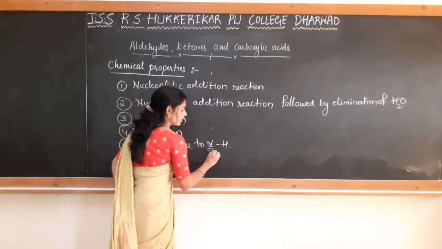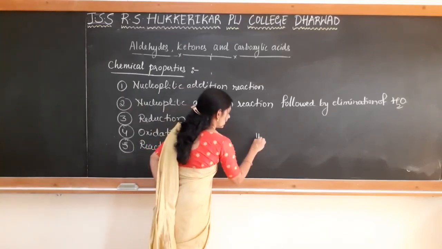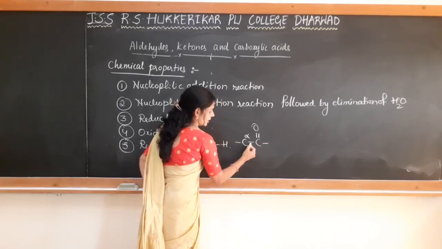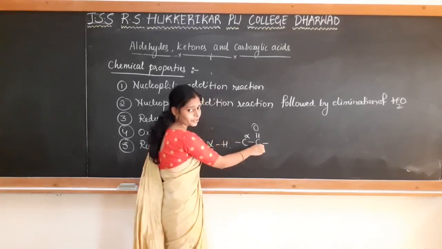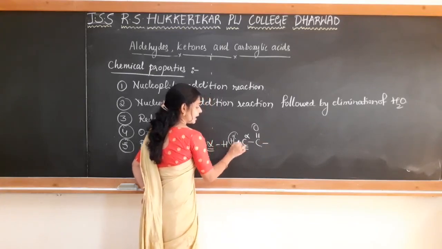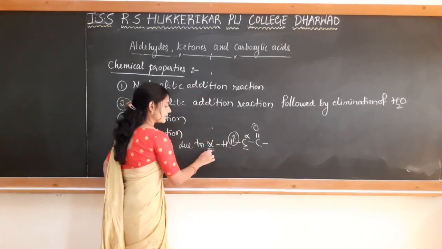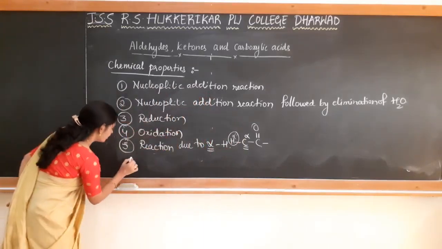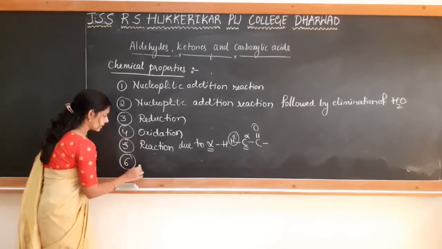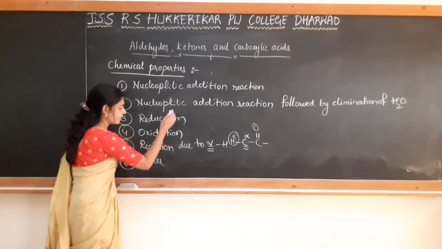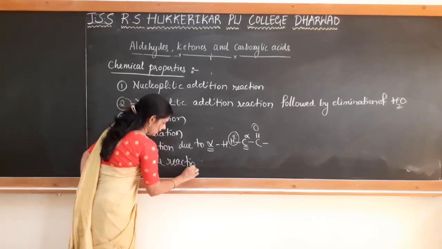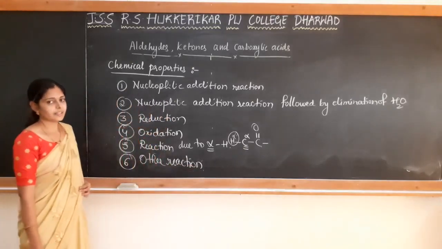The alpha hydrogen means hydrogen connected with the next carbon. This is considered as an alpha carbon. The carbon attached to the functional group is the alpha carbon, and the hydrogen attached to this carbon is considered as alpha hydrogen. So there are some reactions which are shown by aldehydes and ketones because of the presence of alpha hydrogen. And sixth is some other reactions which are not included in these categories. Such reactions we'll also study later. So, other reactions, miscellaneous reactions.